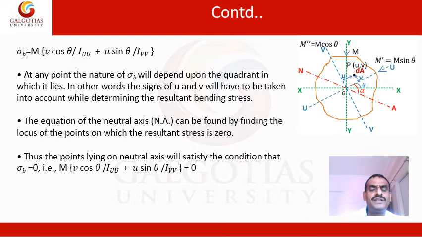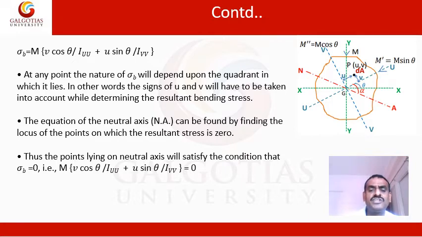At any point, the nature of sigma b will depend upon the quadrant in which it lies. In other words, the signs of u and v will have to be taken into account while determining the resultant bending stress. So the resultant bending stress may be positive or negative, which depends upon the quadrant in which the point is selected. Based on that, the bending stress value may change. It may be a negative value or a positive value.